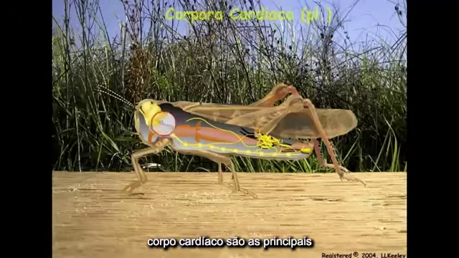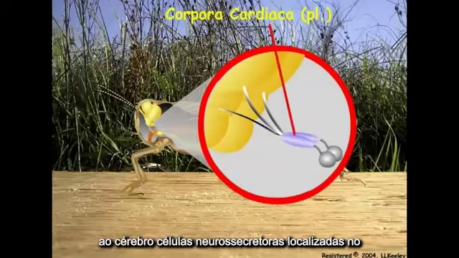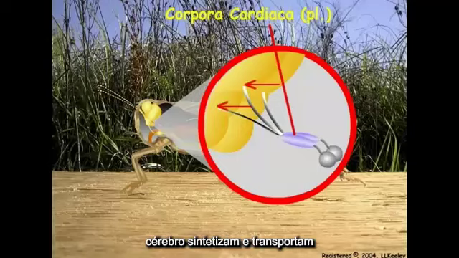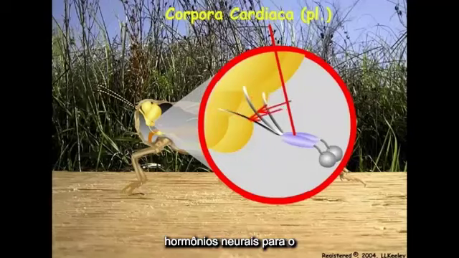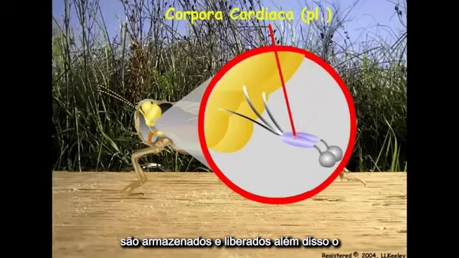Corpora cardiaca are major neuroendocrine structures attached to the brain. Neurosecretory cells located in the brain synthesize and transport neurohormones to the corpora cardiaca, from which the brain hormones are stored and released. In addition, corpora cardiaca contain intrinsic neurosecretory cells that also synthesize and release neurohormones.